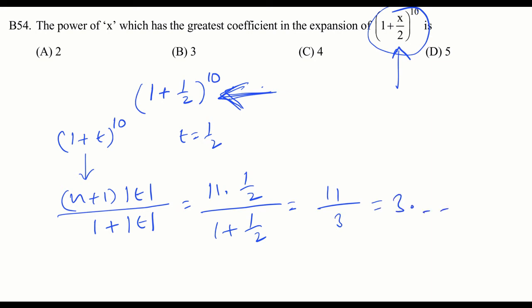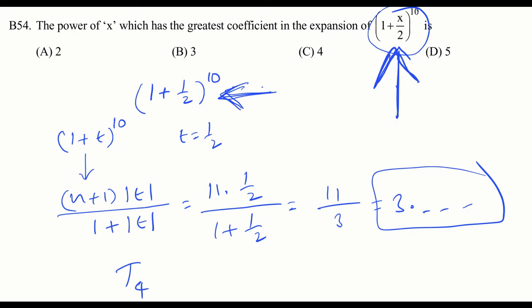I'll get 3 point something. So we have to go for the numerically greatest term, we have to go for its integral part plus 1. So we observe that t4 is the numerically greatest term. So in this expansion, if I go for the fourth term, then the coefficient will be greatest, and obviously the power of x will be, we know that t4 is nothing but 10C3 into (x by 2) whole cube. So the power of x is nothing but 3.